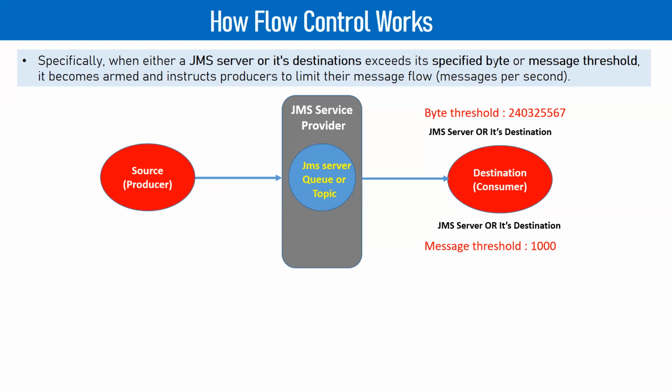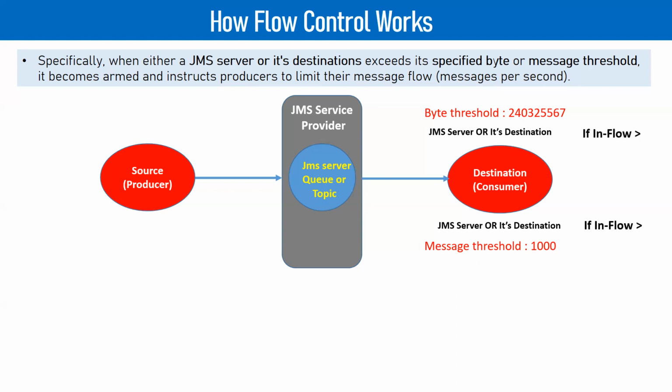But at the end, when we define message throttling, it can be based on the byte threshold or on the message threshold. That means the total size of the messages that can be stored in my JMS server, queue or topic, or the total number of messages that can be stored in it.